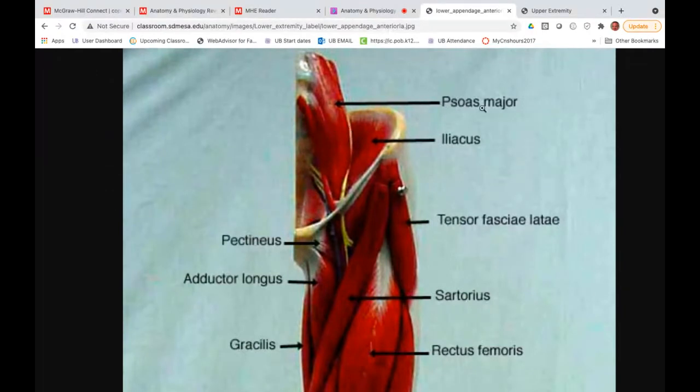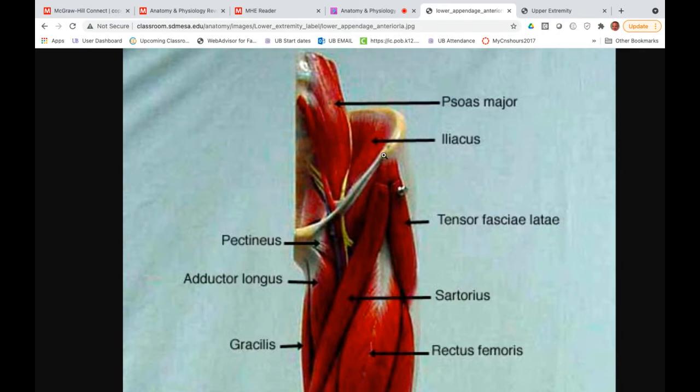Over here you see psoas major, and that originates on the lower lumbar vertebrae, and it inserts on the lesser trochanter of the femur. The iliacus originates here on the iliac fossa of the ilium, but it too shares the exact same insertion site as psoas major, which happens to be on the lesser trochanter. So they're two separate muscles. The bellies of the muscles are separate. Their origins are separate, but they have a common insertion site.